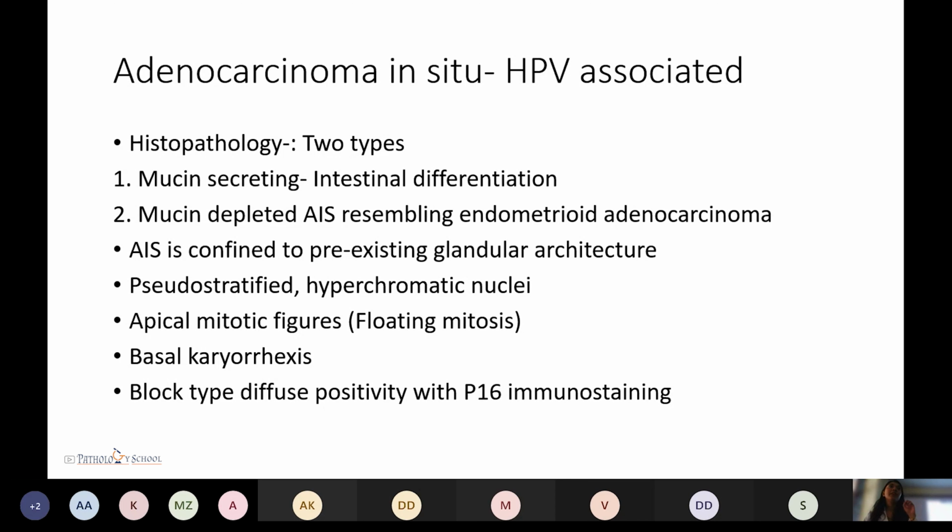Mucin secreting type has an intestinal differentiation, whereas mucin depleted type resembles the endometrioid adenocarcinoma. It is always restricted to the pre-existing glandular architecture. There could be pseudo-stratified hyperchromatic nuclei, but the prominent feature of adenocarcinoma in situ is the presence of apical mitotic figures. They're called floating mitosis, and they have basal karyorrhexis. They show a block type immunopositivity at P16 immunostaining.